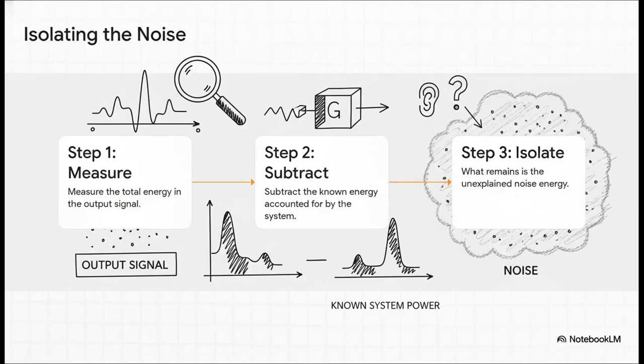The logic for isolating the noise is pretty straightforward. It's basically just subtraction. Step 1, we measure the total power spectrum of our output signal. Easy enough. Step 2, we calculate the power that we know comes from our identified system G. And step 3, we just subtract that known system power from the total output power. Whatever is left over, by definition, has to be the power spectrum of the noise.